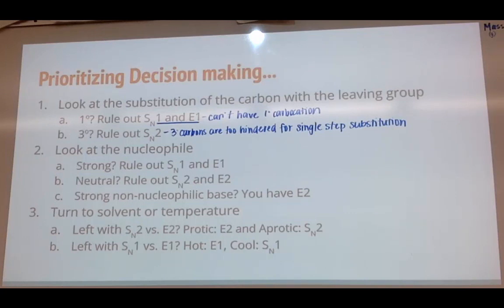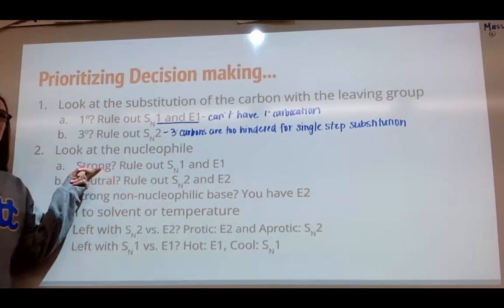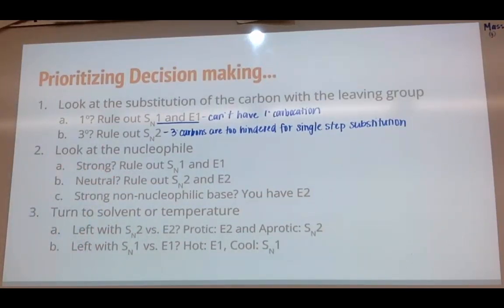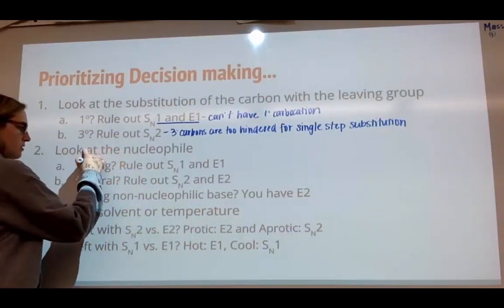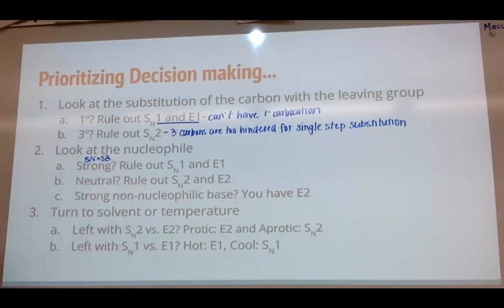Then we look at the nucleophile. We say, okay, is it strong? Is it neutral? Is it weak? Is it a strong non-nucleophilic base? If it's a strong nucleophile, more than likely we could rule out SN1 and E1. Now, could you vary certain conditions to use a strong nucleophile? Potentially. But more than likely, if it's a strong nucleophile, that's also a strong base. Remember, a strong nucleophile is a strong base. Right? Typically, they're one and the same. We'd rule out SN1 and E1.